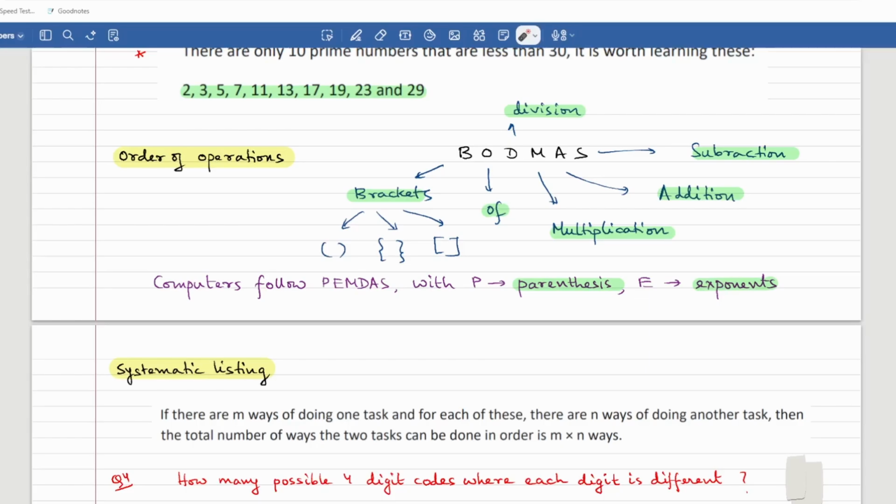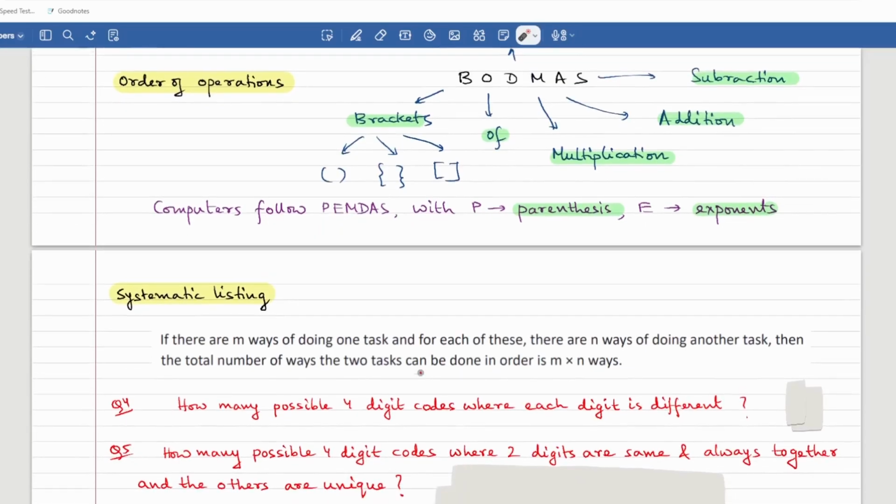So in a code, I can plug in any digit. Okay, so the number of choices for the first place is 10, 0 to 9. The number of choices for the second place will be 9, because you have already used up one digit in the first place. So it will be 10 into 9 into 8 into 7. Right? So it's 90 into 56. That should be about 5040.